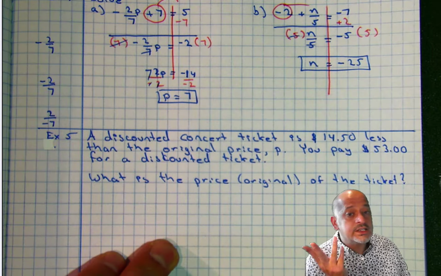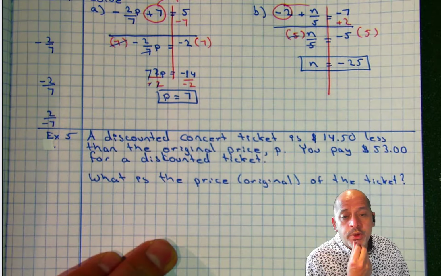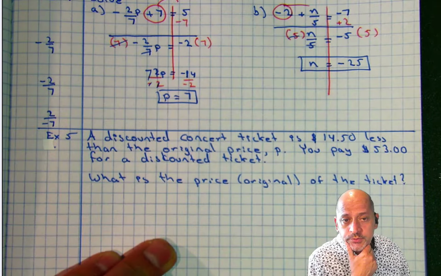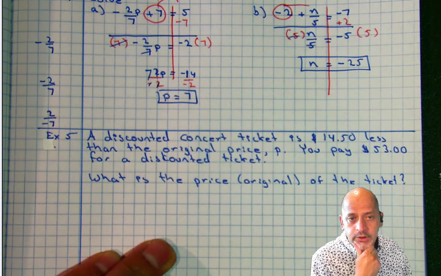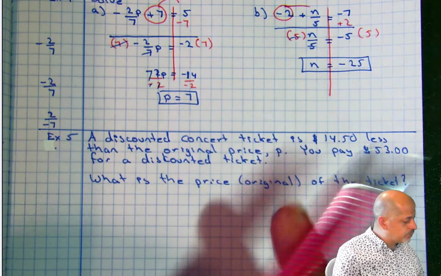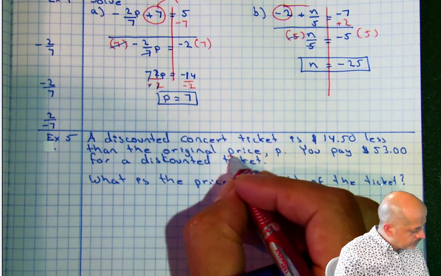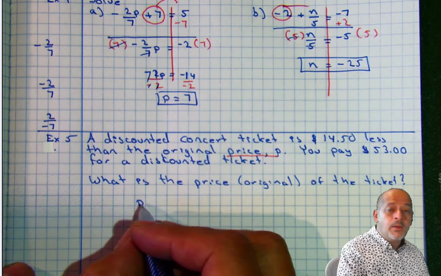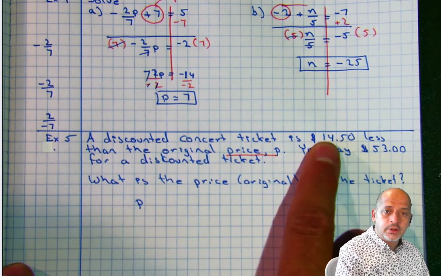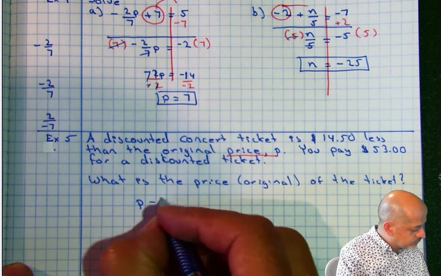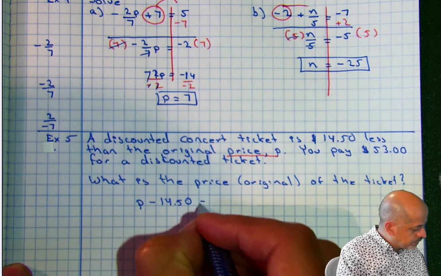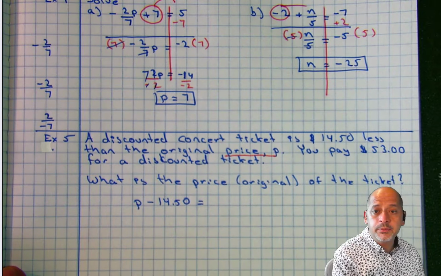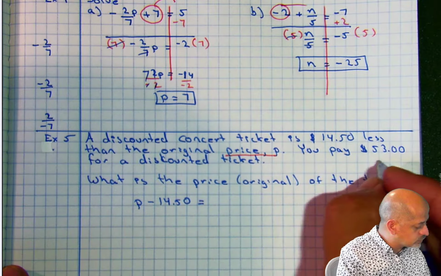Now, I know that some of you guys are very logical, you can do it without an equation, but for today, we're going to do a quick equation. So how would the equation look like? We know that we have to use P for the price. So the original price, which is P, minus the discount, which is 14.50, should be equal to the amount that you paid because you already bought it at a discounted price, which is $53.